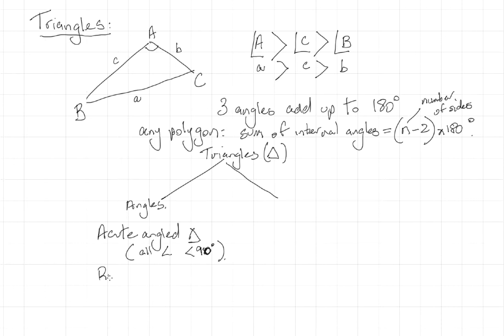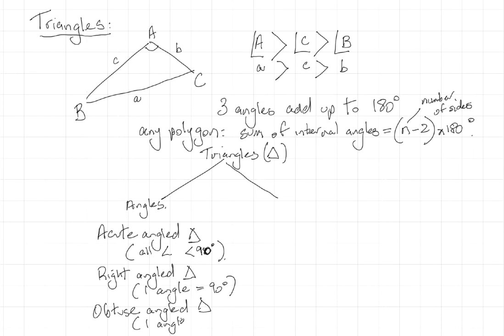We can have a right angle triangle, and that's one angle equals 90 degrees, and we can have an obtuse angled triangle, where one angle is greater than 90 degrees. So that's three ways to categorize triangles using angle as our way of comparing.